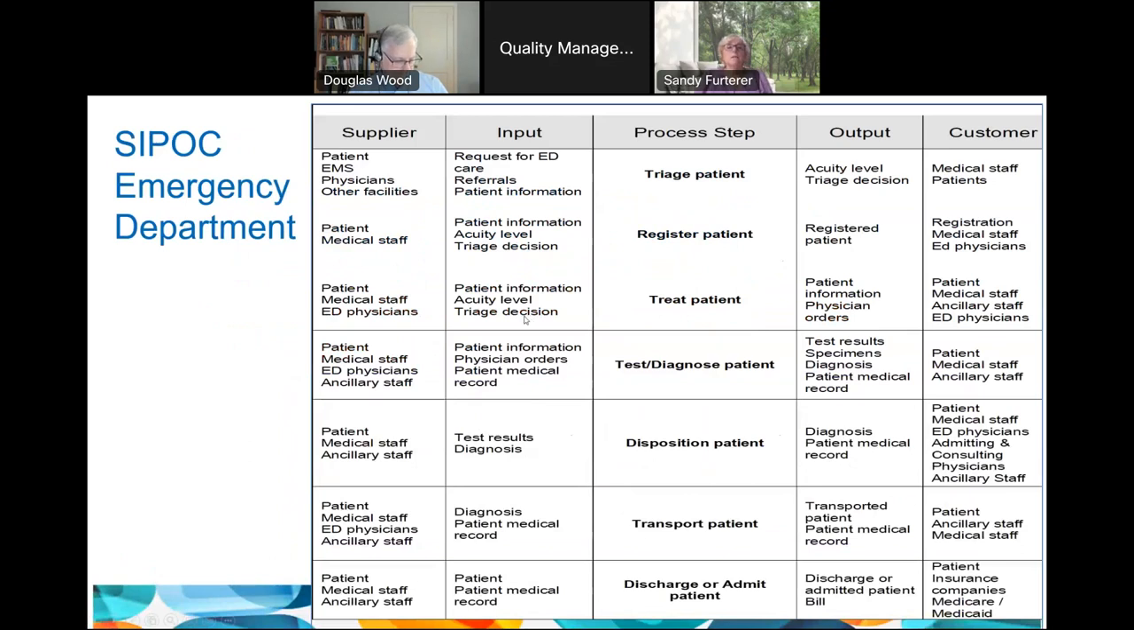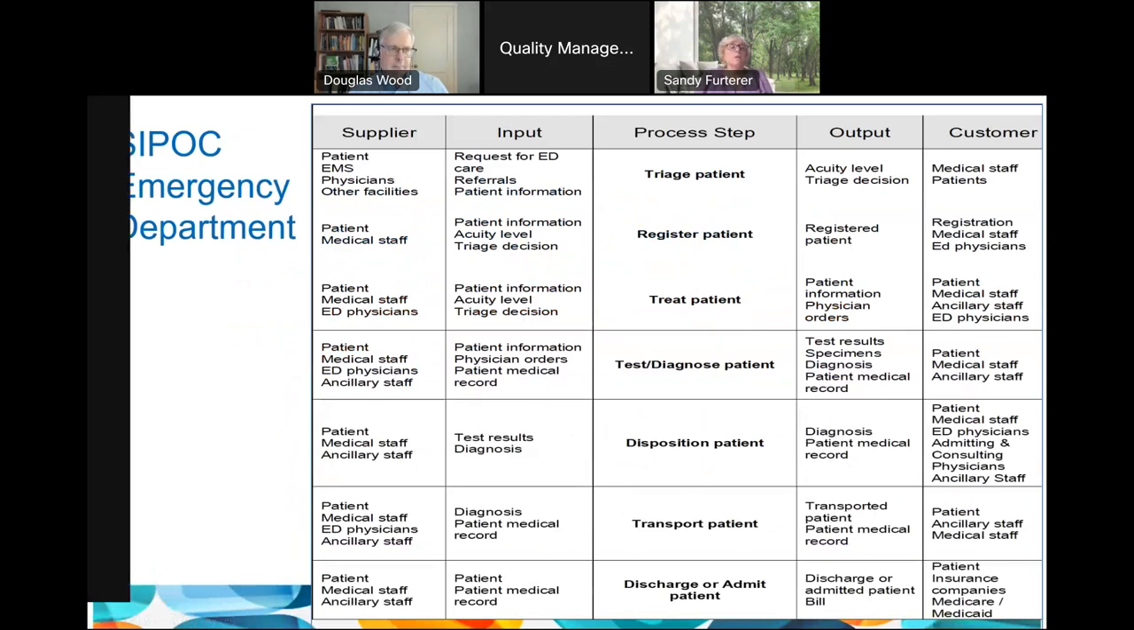So here's an example a little bit further of the detail of the SIPOC. And you can see the SIPOC stands for Supplier, Input, Process, Output, and Customer. And we've got the suppliers that provide inputs to the processes. And then there are outputs that come out of each step of the process and they're provided to a customer.